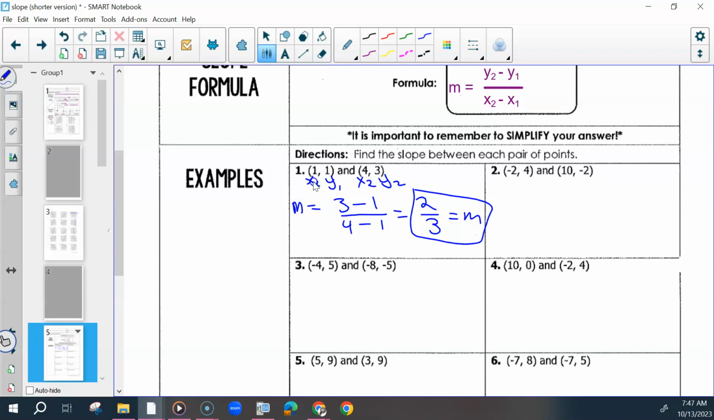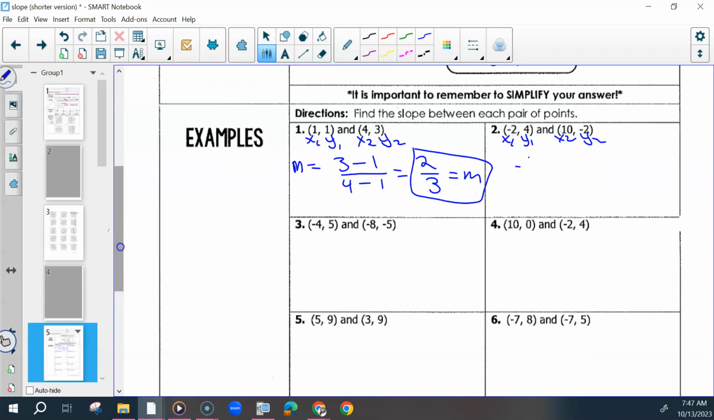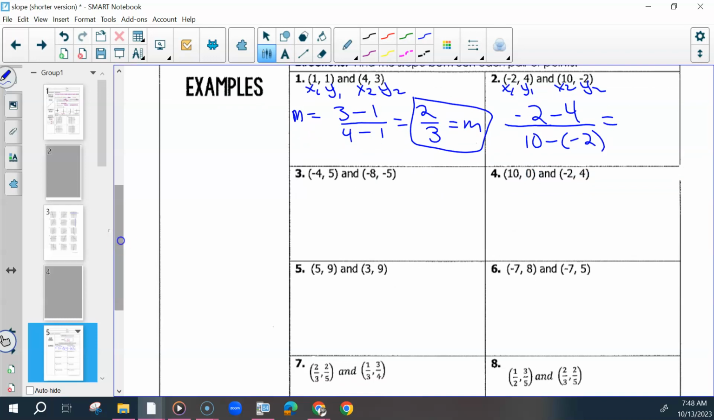Let's do number 2, same thing. So we have negative 2 minus 4 all over 10 minus a negative. You're always subtracting no matter what, but when you have a negative and a minus, they're going to come together and make a plus. If you want to change that to a plus, you can, but don't just make them pluses, because then you might get confused. Alright, so let's simplify negative 2 minus 4. Would be what? Negative 6, and then 10 minus a negative 2 is 12. Why? Because 10 minus a negative comes together to make a plus.